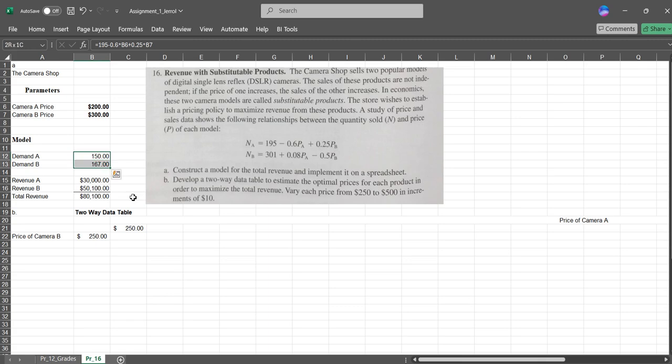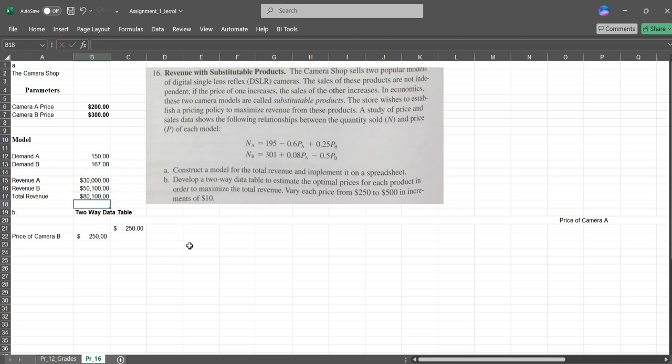With the help of this demand, we can determine the total revenue for camera A and camera B. We have already supposed that the price of camera A is 200 and the price of camera B is 300. We will multiply the demand of camera A with the price of camera A, and in the same way we will multiply the price of camera B with the demand of camera B, and then we will sum up these two revenues and reach the total revenue. This is the model for the revenue for both of these cameras.